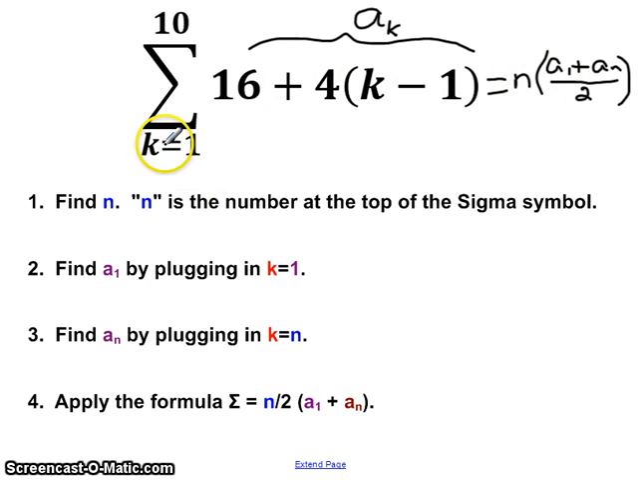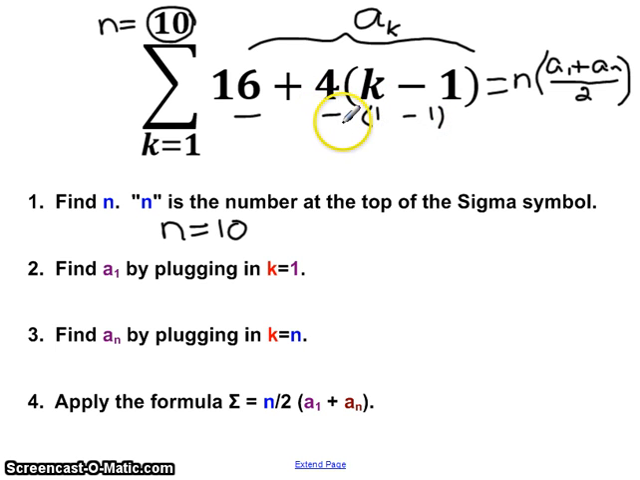Well, if you recall, k is going to count from 1 up to n, so it appears that our n value is pretty easy to find. It's just the number that's on top here. Okay, so n is going to be 10. What else do we need? A sub 1. A sub 1 is the first number in the sequence. When k is equal to 1, we get a sub 1 from here. So if I plug in k equals 1, I get 16 plus 4 times 1 minus 1, which is 0. 4 times 0 is 0, and 16 plus 0 gives us 16.